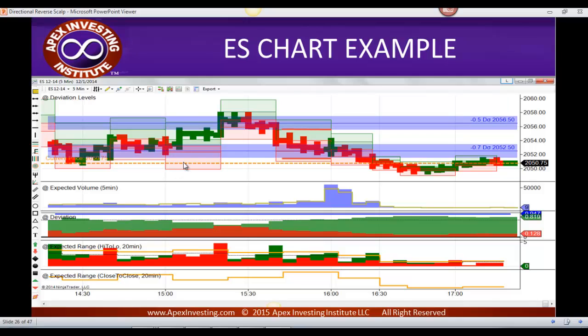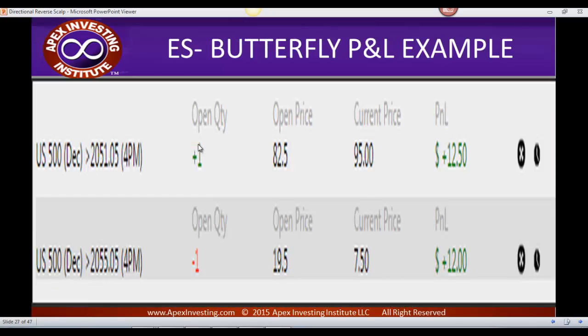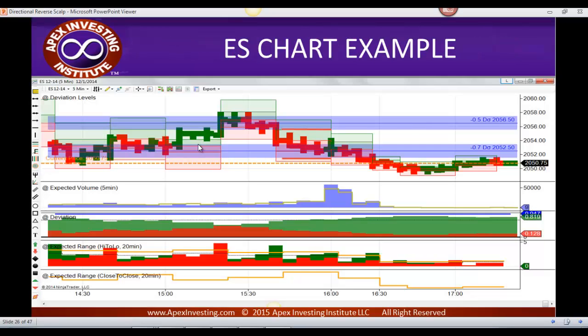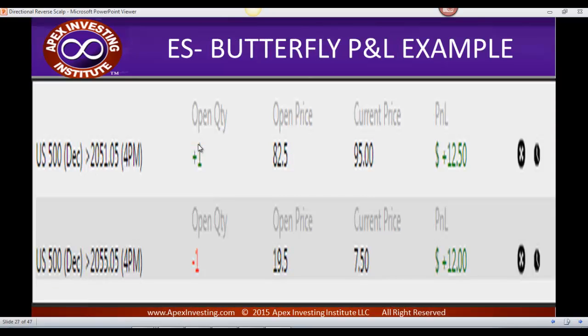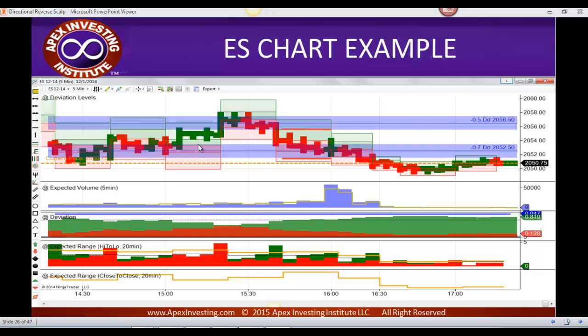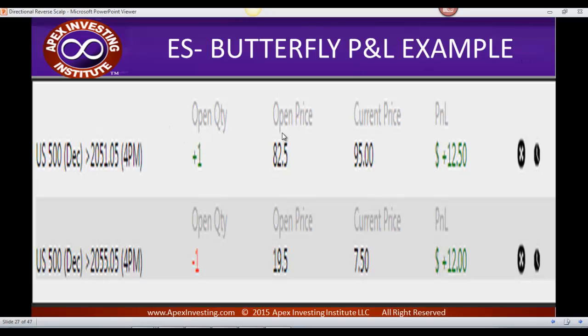Okay, so that's what we call a butterfly strategy. All right, well, we're going on both sides of the market. We're buying and selling, hoping to collect profit on both sides with the market just staying in the middle. All right, and it not moving. So what's an example of that? Well, on that particular example right here, this chart was on the ES. I was actually looking at the 4 p.m. expiration, not the 3. But what we did is we entered a contract here. We bought for $82.50 and we sold for $19.50.